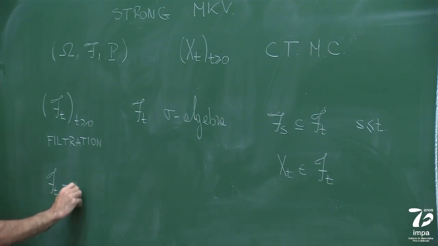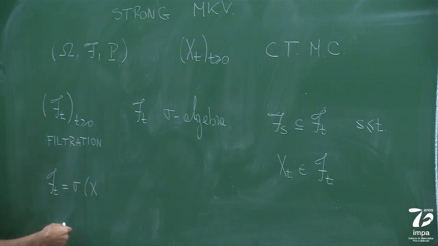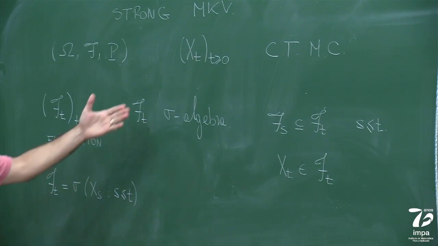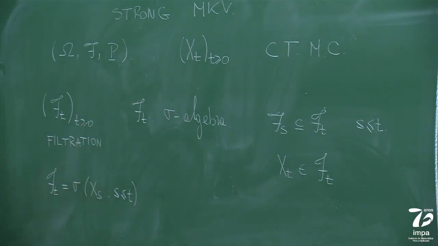Okay. So an example for this filtration, we have seen it already. It's F_t given by the smallest sigma algebra generated by X_s for s less or equal than t. But maybe you have a Markov chain which is Markov with respect to another filtration.